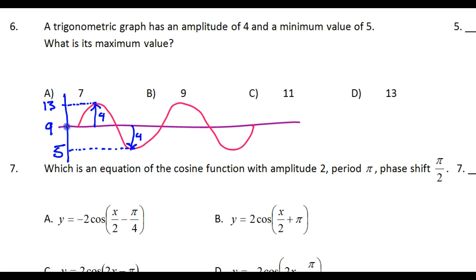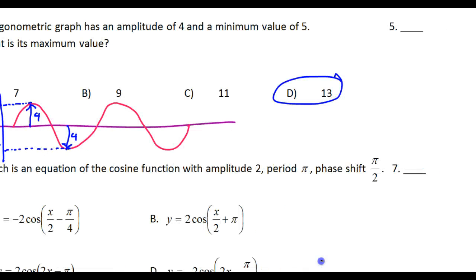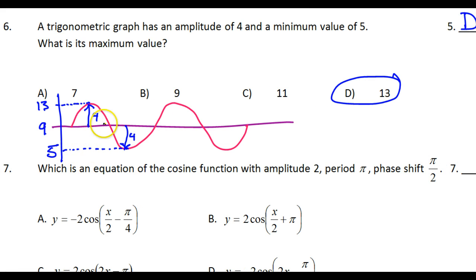So the midline must be 9. If I'm going up 4, I get to 13. I'm going down 4, I get to my minimum value of 5. So my maximum value is 13. That means the answer is D. All right, it's a little bit tricky. Or you could have looked at it this way. The total here is 8 because of the 2 4s of the amplitude. So I could have said, okay, if my minimum value is 5, just add 8 to that, and that should give me my maximum value.